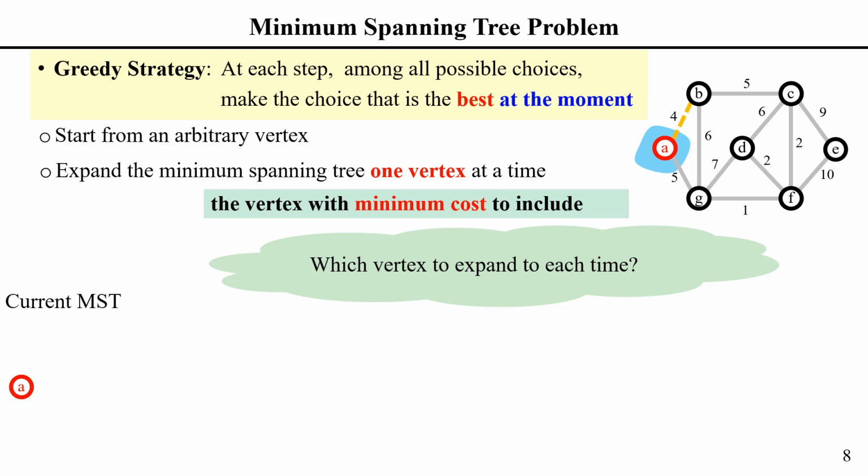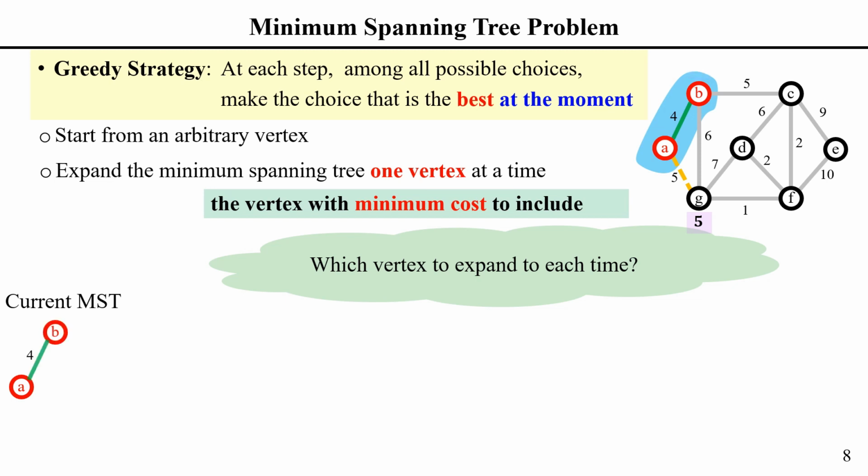To expand to vertex B means we add the corresponding edge AB to the current minimum spanning tree. And since this edge AB has a weight of 4, the cost to include B is 4 through this edge AB. Now, what is the cost to include G? It is 5 through the edge AG. And which one do we prefer, B or G? Being greedy, we prefer B with the lower cost.